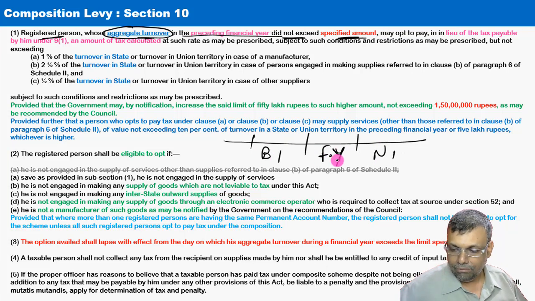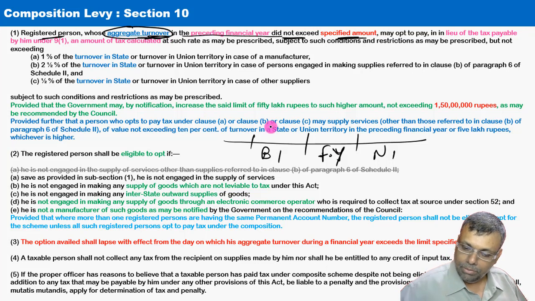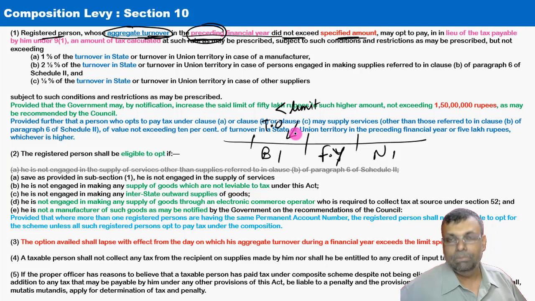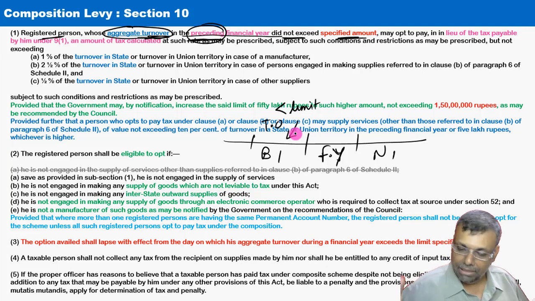So if you have to take the decision for the financial year, whether, I repeat, whether the composition scheme will be applicable or not, in that particular case your turnover should be less in the preceding financial year. So your turnover should be less than the limit in the preceding financial year. That means before the financial year for which you want to take the decision of the composition scheme, and then this particular scheme will be applicable.